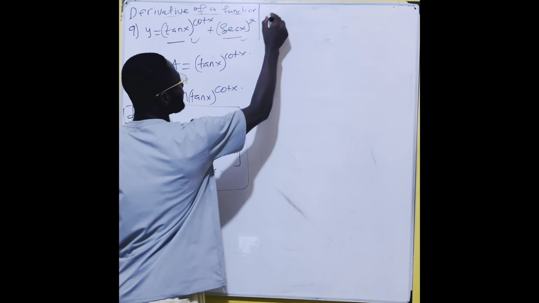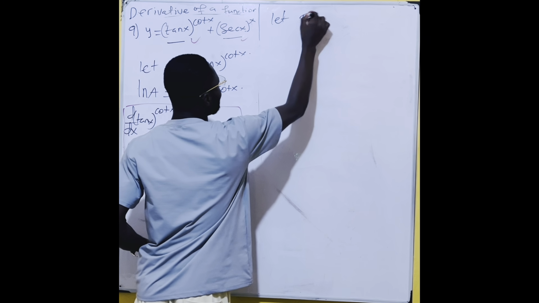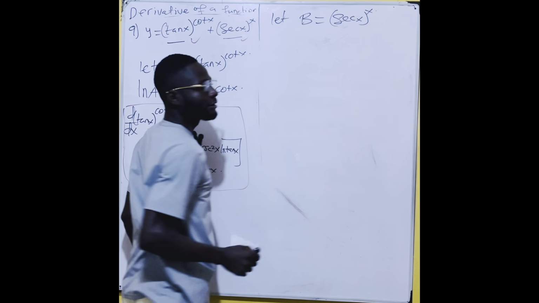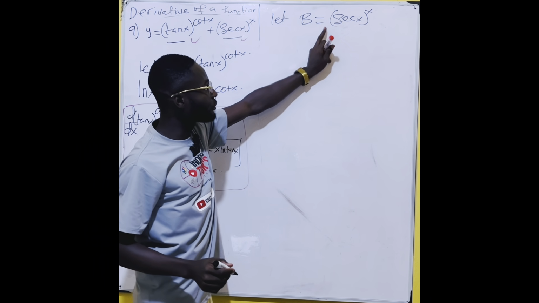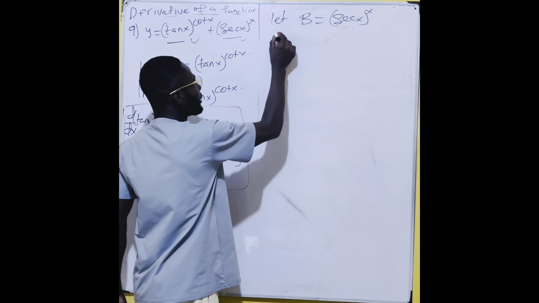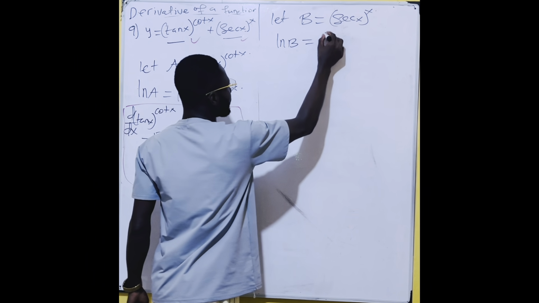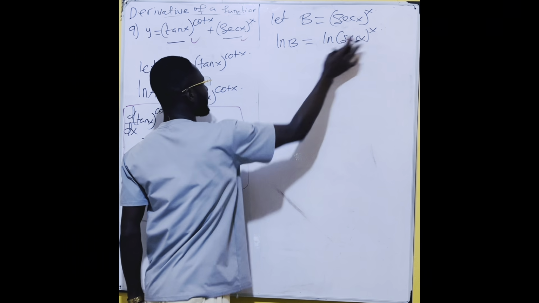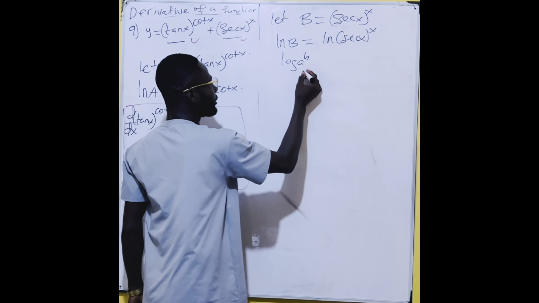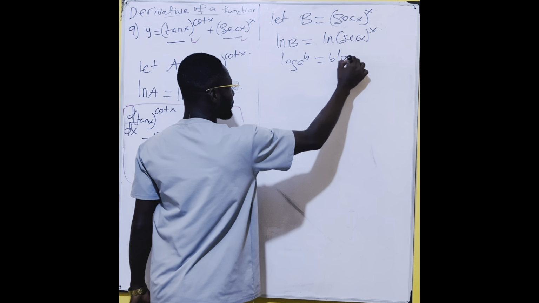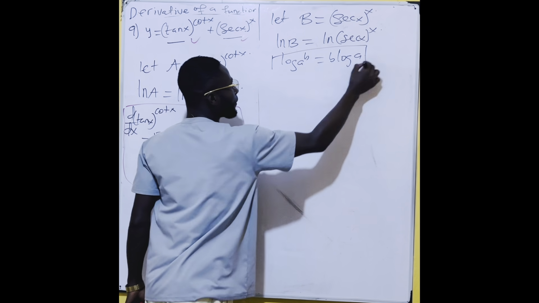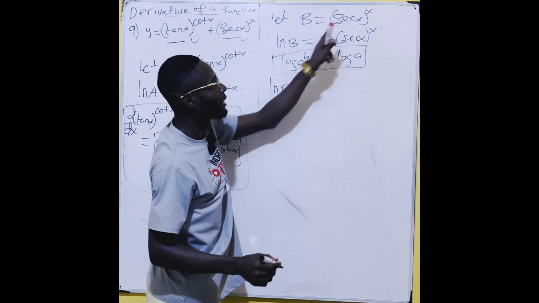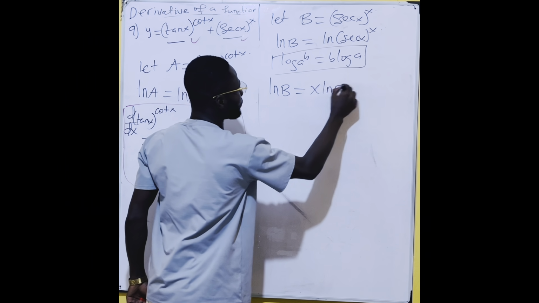We say that let b equals sec x to the x. So in here as well, we're going to introduce the natural log. So we say that ln b should be equal to ln of sec x to the x. So we use the property that log a^b is equal to b log a. So we're going to have ln b to be equal to x drops down. We have ln of sec x.